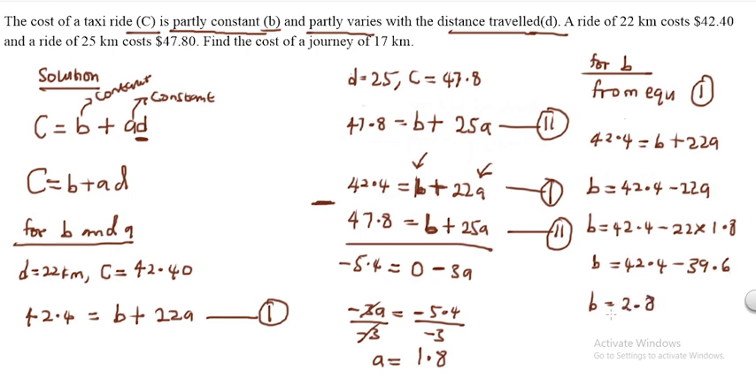So I have the values of my two constants now. The first constant is b, which is 2.8. The second constant, a, is 1.8. I'm ready to plug these values into my equation.